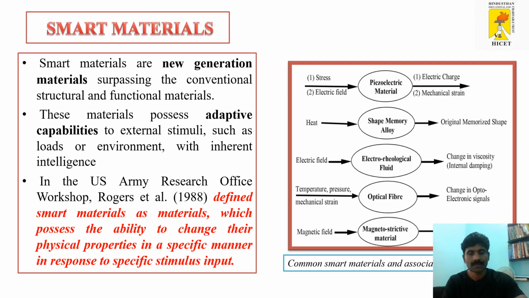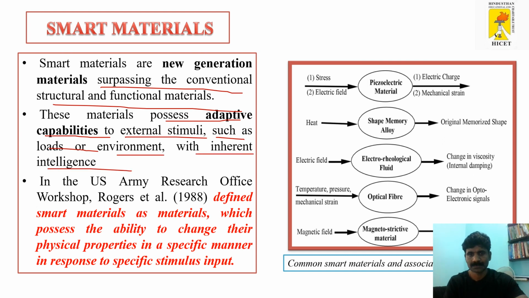So being said about the types of solid materials, I would like to talk something about the smart materials. Smart materials are new generation material which surpasses the conventional structural functional materials. These material possesses adaptive capabilities to external stimuli such as loads or environment with inherent intelligence. So the smart material can be defined as materials which possess the ability to change their physical properties in a specific manner in response to the specific stimulus input.